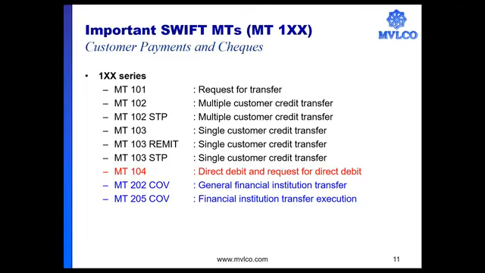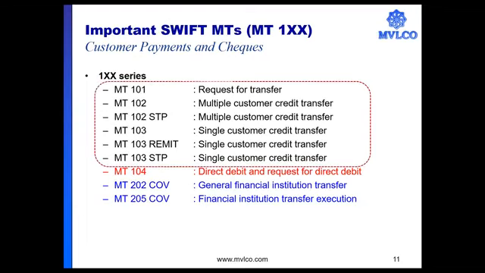Now in addition to this, in series 1 there are many other messages, but we are not taking them into account because those are all related to check payments. So what is our scope today? Our scope today: understand 101, 102 and 103, and both the serial and the cover method.